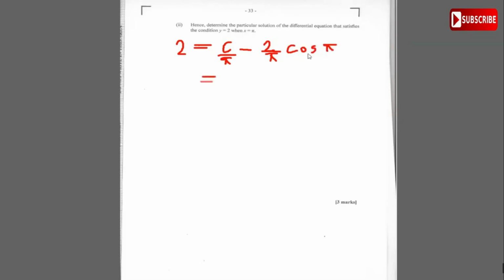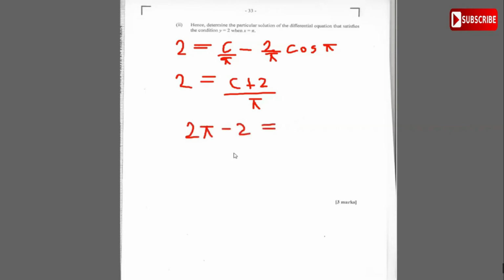That's equal to the cos of pi, the cos of 180, which is the cos of pi, and the cosine of pi is minus 1. So this becomes minus 1 times this, which is c plus 2 over pi. And so c plus 2 over pi is equal to 2. We cross multiply to get 2 pi minus 2, and that's equal to c.